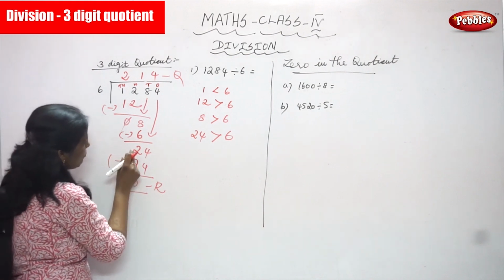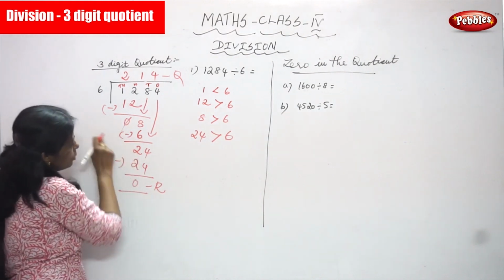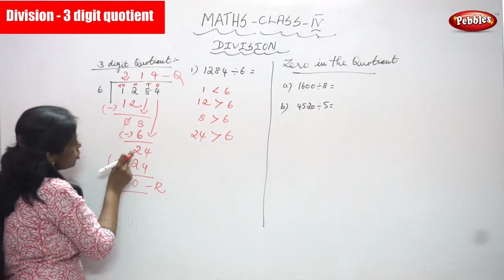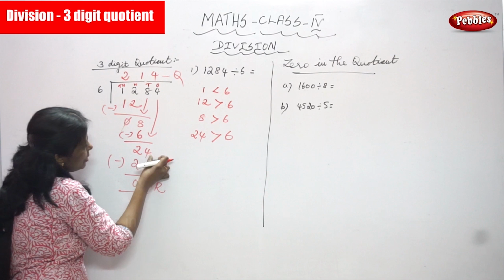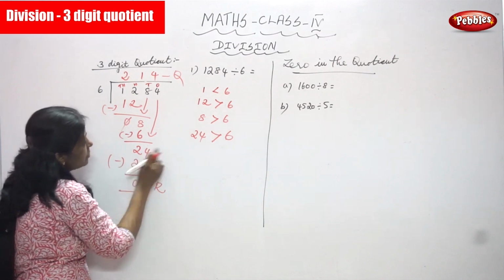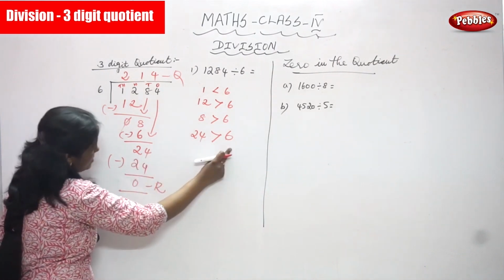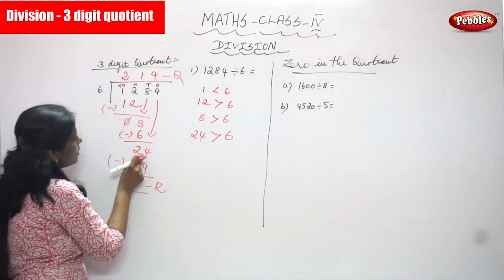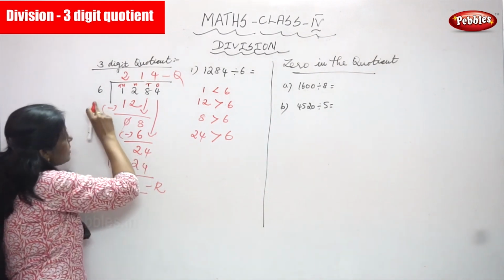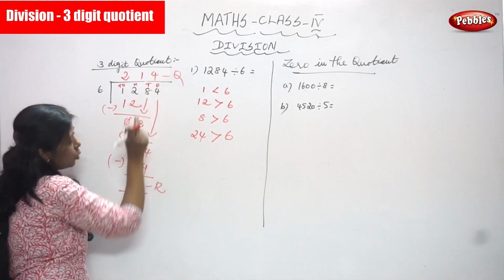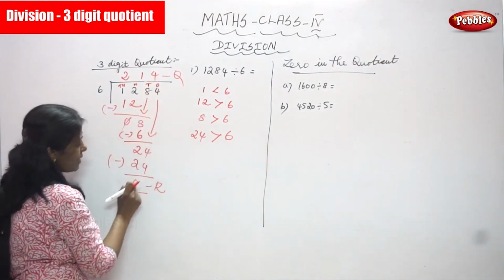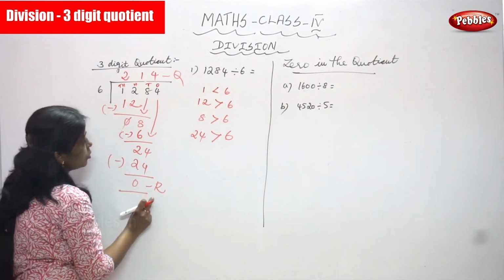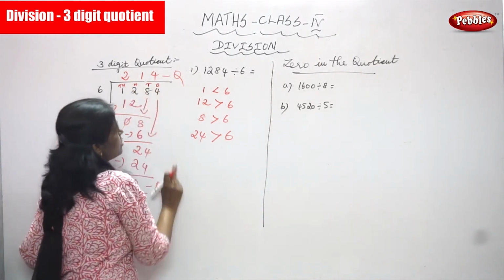After that compare 2 and 6. 2 is less than 6, so you bring down the ones place value 4. 2 and 4 combined make 24. 24 is greater than 6. In 24, how many times does 6 go? 6 4s are 24. 4 you write in the quotient place, and 24 you write below. So 24 minus 24 you get 0. The 0 is the remainder and 214 is the quotient.